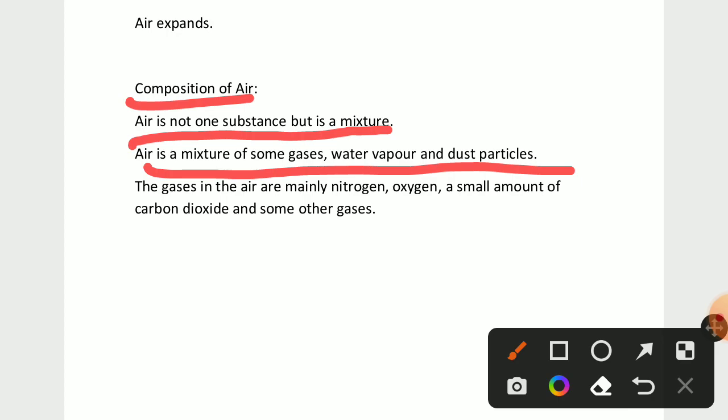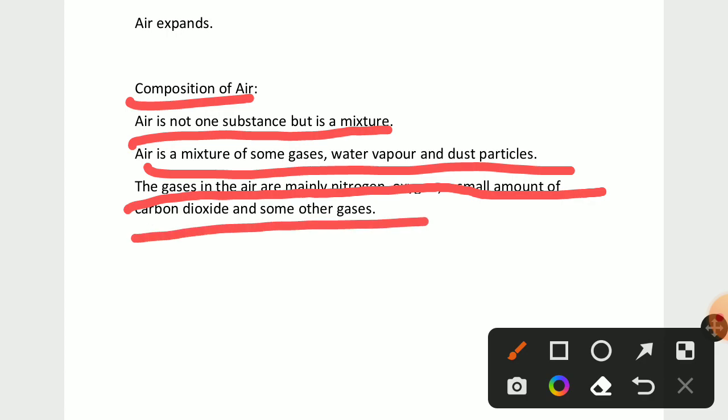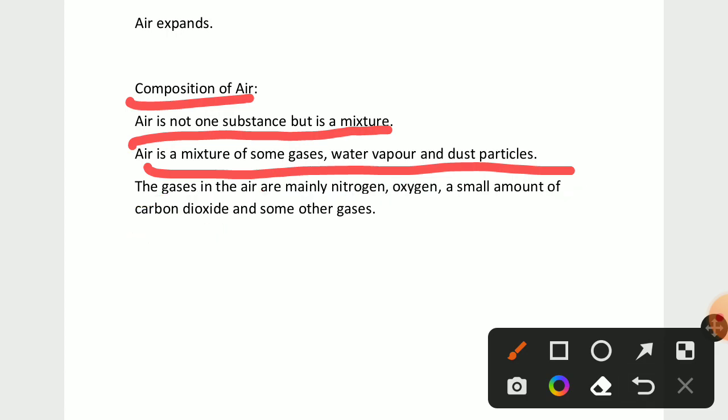The main gases they have given here: the gases in the air are nitrogen, oxygen, a small amount of carbon dioxide, and other gases. The main gases present in air are nitrogen, oxygen, and a very small amount of carbon dioxide and a few other gases.